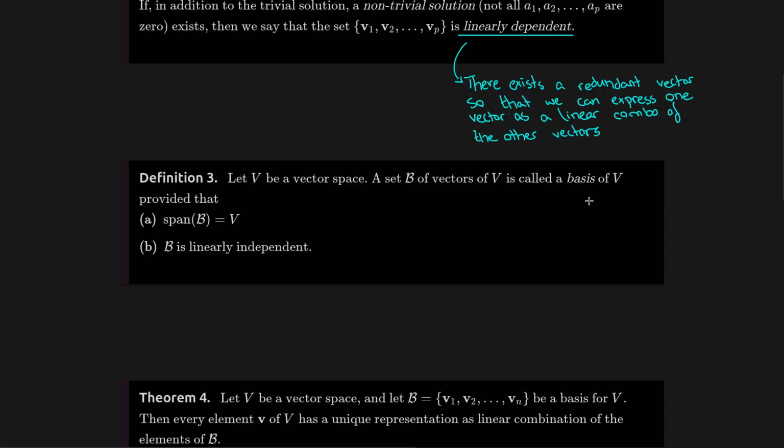So now that we have linear independence out of the way, let's talk about basis. Let V be a vector space again. A set B of vectors of our vector space V is called a basis of V if we have two properties: the span of those vectors is the whole vector space, and the vectors are linearly independent. If those two properties hold, then the vectors form a basis for the vector space.